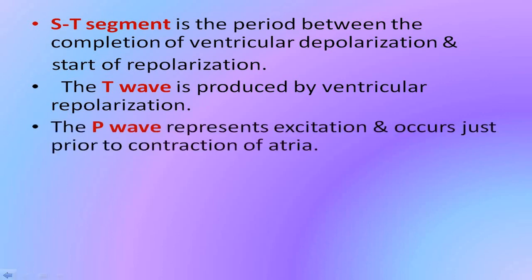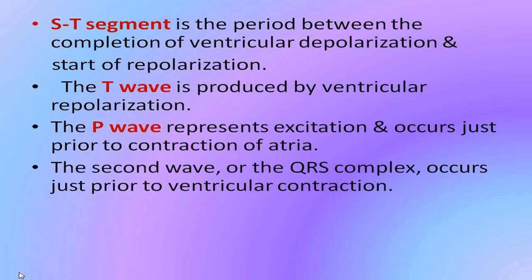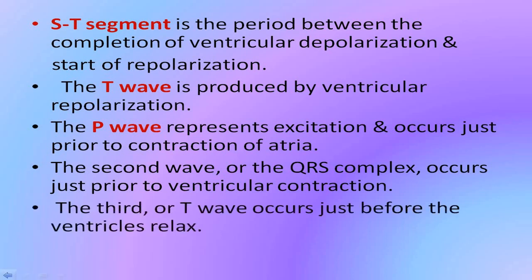So in simple words, P wave represents excitation that occurs just before the contraction of atrium, and this is started by the stimulus from SA node. And the second wave, that is QRS, occurs before the ventricular contraction. This is the depolarization of the ventricles. And the third wave, or T wave, occurs just before the relaxation of the ventricles. So this is ventricular repolarization.